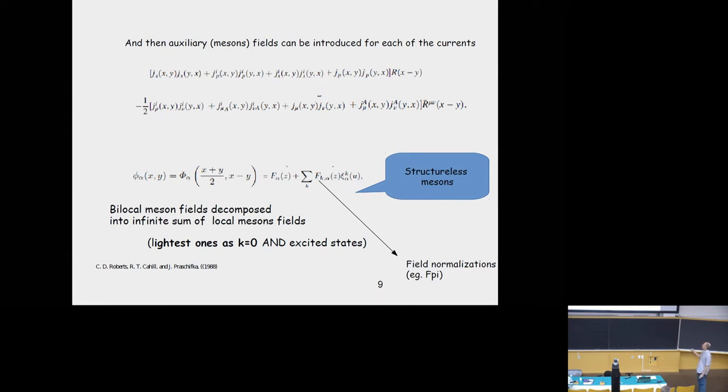And then besides that, we can remain in the structureless meson sector by assuming that each of the auxiliary fields, which are bilocal fields according to these bilocal currents, can be expanded in an infinite series of local meson fields, associated with all the meson excitations. For instance, the bilocal scalar meson can be decomposed in an infinite series of all the scalar mesons with quark-antiquark composition. The leading one, k equals zero, would correspond to the lightest scalar field, and so on for all the channels: scalars, vectors, axials, and so on.